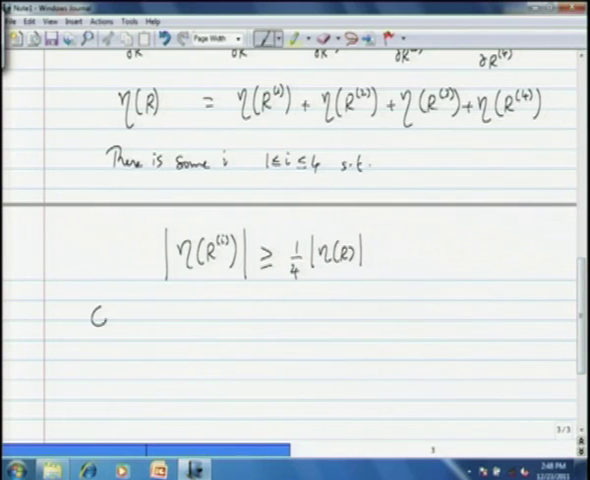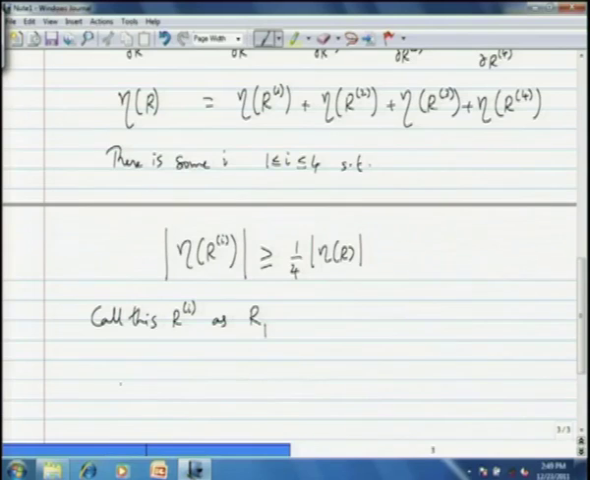Let us call this R_i as R_1. The particular R_i for which the above holds, we will call rectangle R_1. Now, there could be more than one rectangle for which this holds, among R_1, R_2, R_3, R_4. In that case, you just choose one of them randomly and call that R_1.